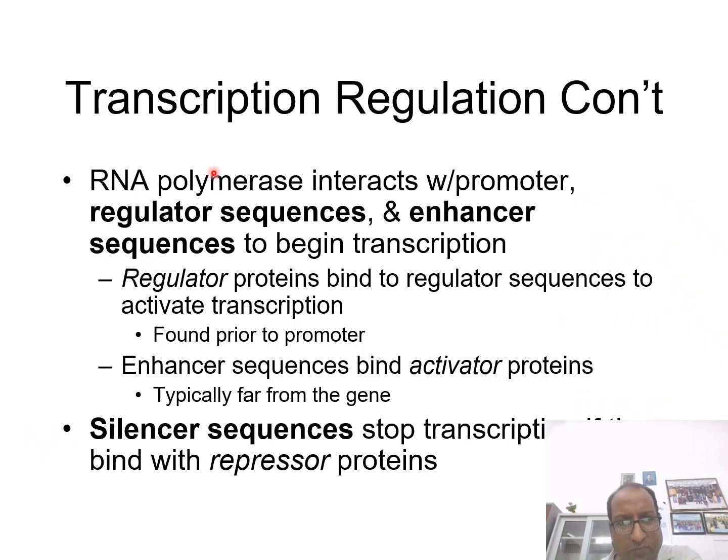So, in eukaryotes, RNA polymerase interacts with the promoter, regulator sequence, and enhancer sequence to begin transcription, and regulator proteins bind to the regulator sequences to activate transcription. Enhancer sequences bind activator protein. Silencer sequences stop transcription. So in eukaryotes, the regulatory area consists of many sequences known as the enhancer sequence, regulator sequence, and also the silencer sequence, which stops transcription, while the regulator and enhancer increase the transcription of the gene.